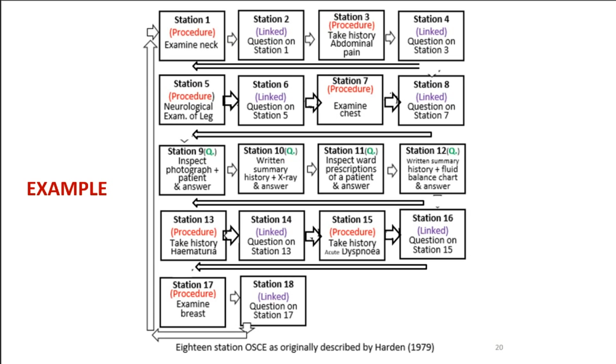Station 13, procedure, take history hematuria. Station 14, linked, question on Station 13. Station 15, procedure, take history acute dyspnea. Station 16, linked, question on Station 15. Station 17, procedure, examine breast. Station 18, linked, question on Station 17. This is the 18 station OSCE as originally described by Harden, 1979.